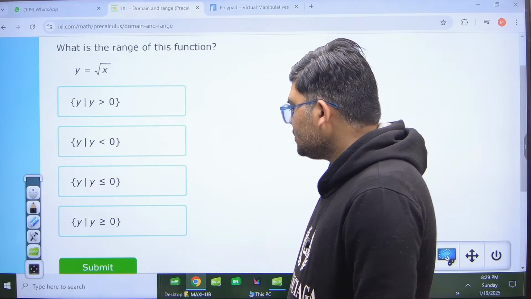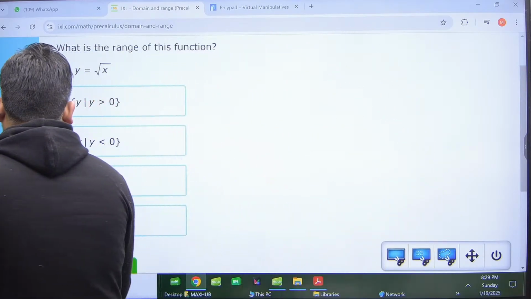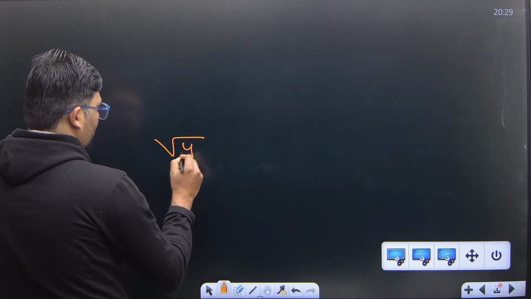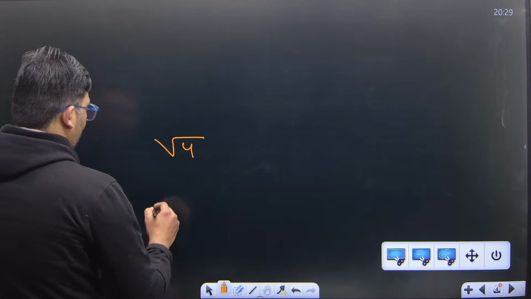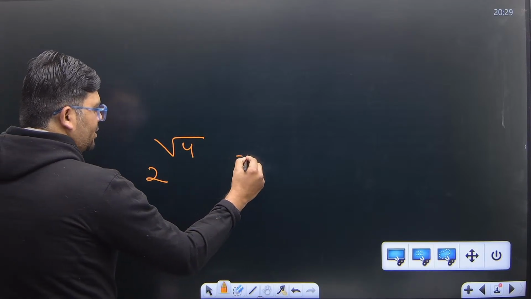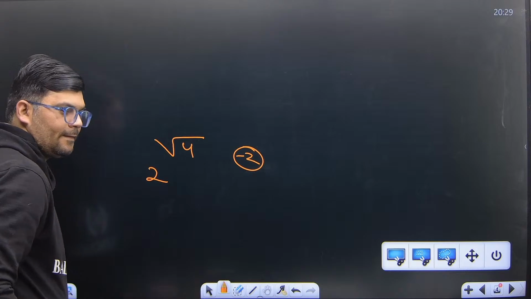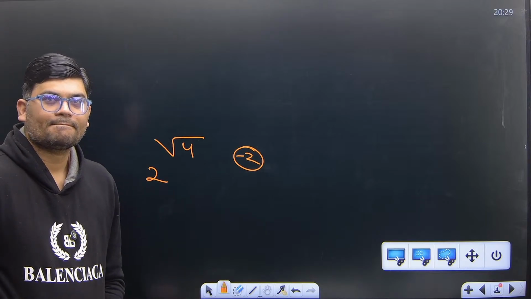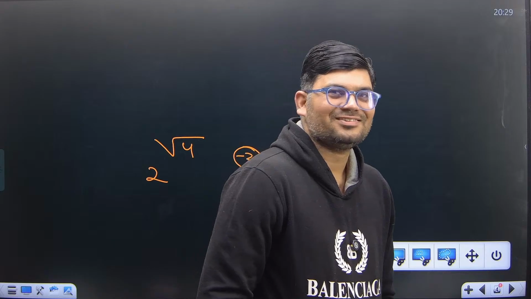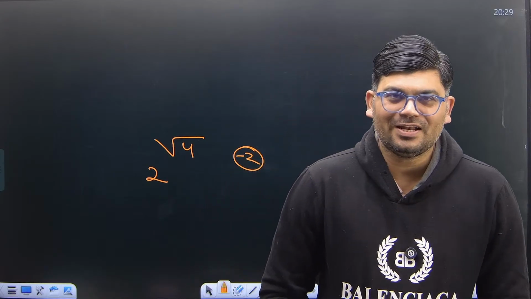If I ask you what is under root of 4, tell me. What is under root of 4? 2. It is always 2. Okay. Can't it be minus 2? It can be because of the rule. This is a very typical question. Can under root 4 be minus 2?